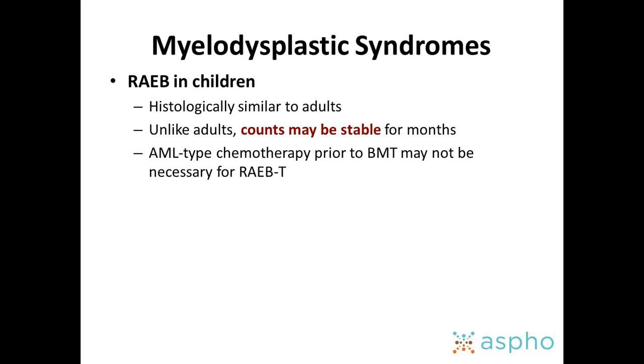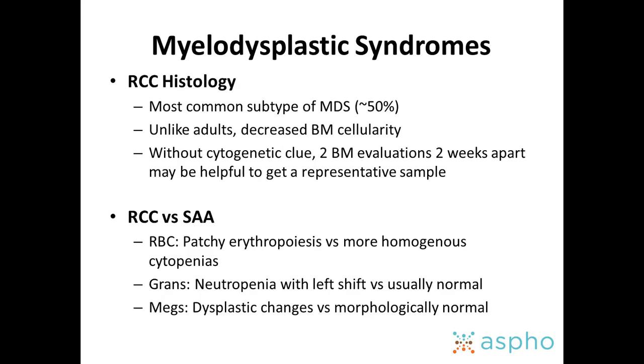So RAEB in children, this is one of those questions: how is it alike or different than adults? And I think one difference is that in kids, you can have your count sort of stable for months with nothing really going on. And as Pat mentioned, you don't really need to use induction if you're going to transplant someone who's got RAEB in transformation.